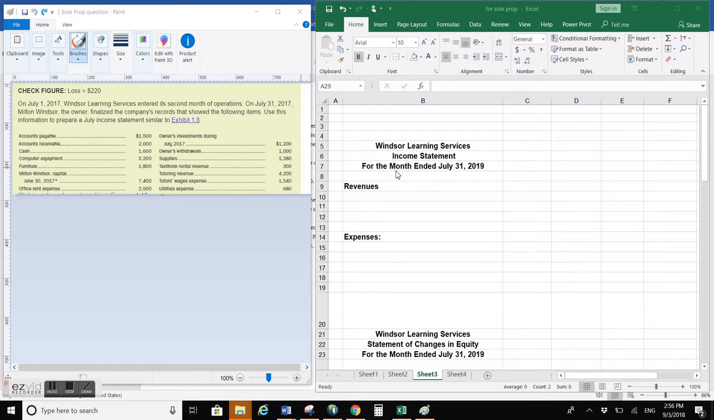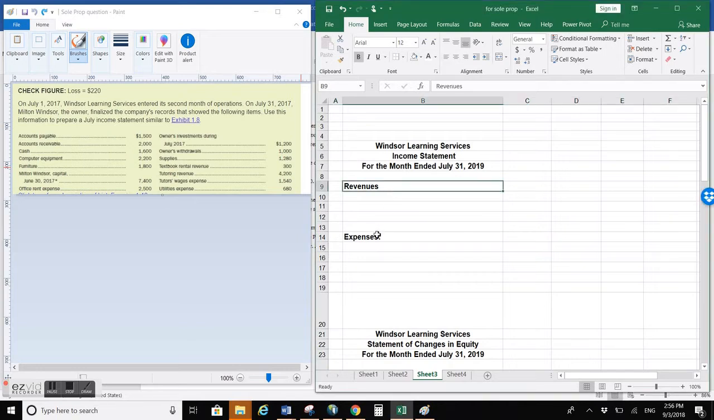Notice the income statement is for a time period. In this question, it is for the month ended July 31st. So we are going to determine how profitable this company has been for that month of July using revenues and expenses. So within the statement, we're going to grab all the revenues that have been earned during that month and all of the expenses that have been used during the month.